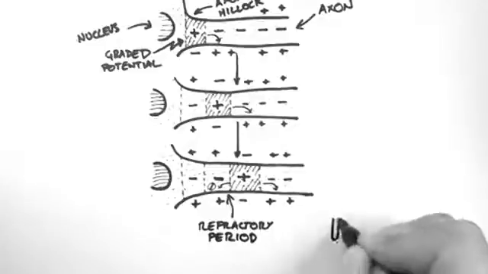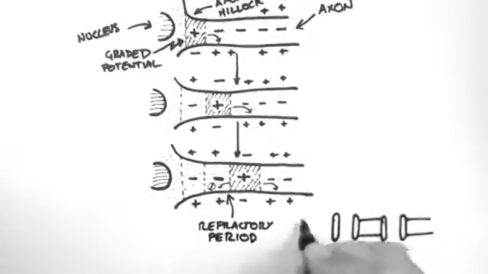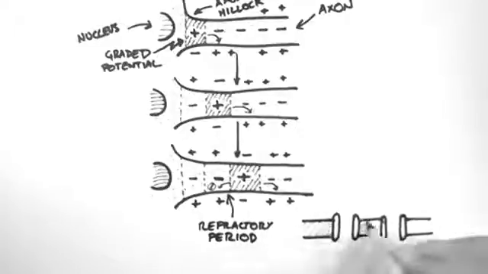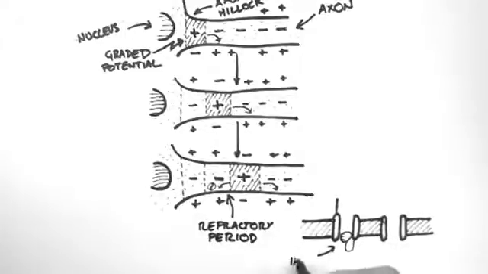So we'll have a look at the channels again and see why this is. Remember that when the channels close, they don't actually close by flipping the gate shut. They close by this ball and chain mechanism. When the ball is in the channel, it is totally inactive and can't be triggered again. After some time, the channels will reset entirely, and then they will be ready for another action potential.